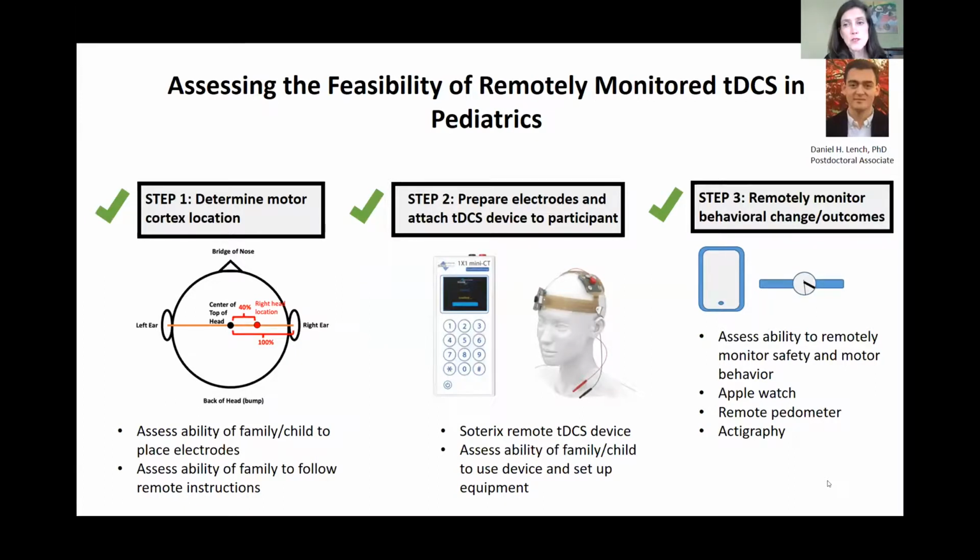And this is one more study that we're just getting off the ground in response to COVID, is actually trying to use neuromodulation and assess the feasibility of remotely monitored tDCS in pediatrics. So right now we're working with families who are not naive, who have actually participated before in our studies, trying to work with the reliability of being able to determine the motor cortex location, prepare the electrodes and the tDCS, and then to look at behavioral outcomes before we start doing a full tDCS study in the home setting.